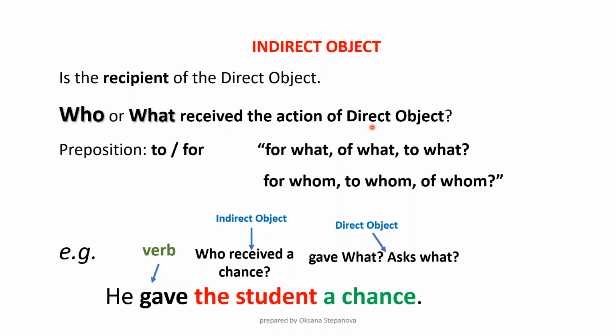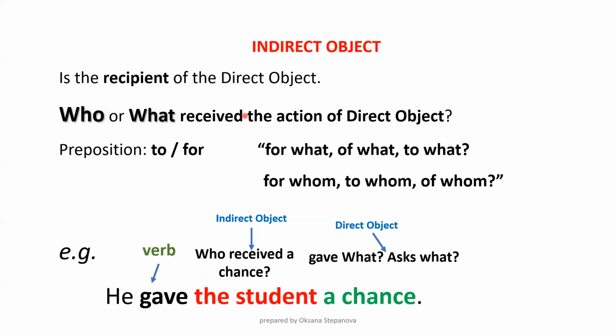Sometimes, not always, sometimes we have prepositions. And your question would be, for what, of what, to what, over what, etc. For whom, to whom, of whom, over whom, etc. So normally, indirect object can be used with preposition or without preposition.